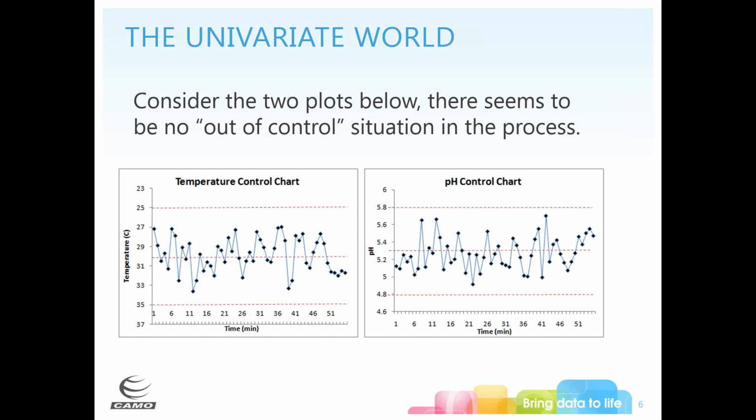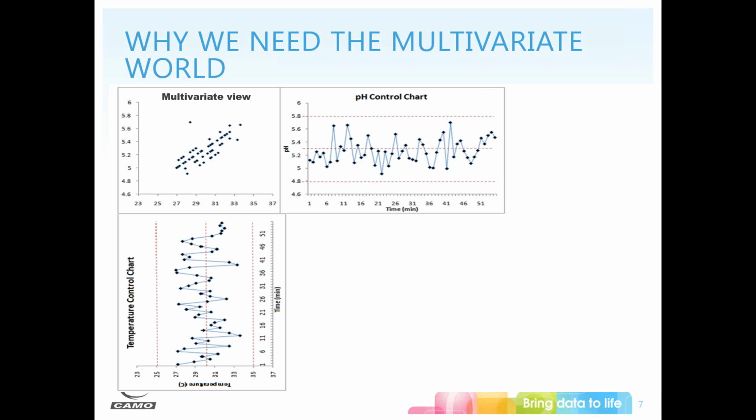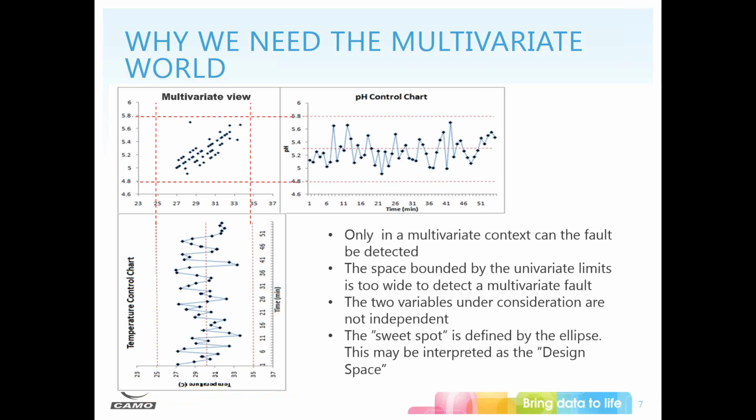But what happens when these two measurements are actually correlated with each other? So now we're looking at our temperature plotted against our pH, or vice versa. And we can see in our multivariate view, if we extend our univariate limits, then everything still looks like it's under control. However, we can see there is this one data point that, when we look at our multivariate view, is very clearly different from the rest of our data.